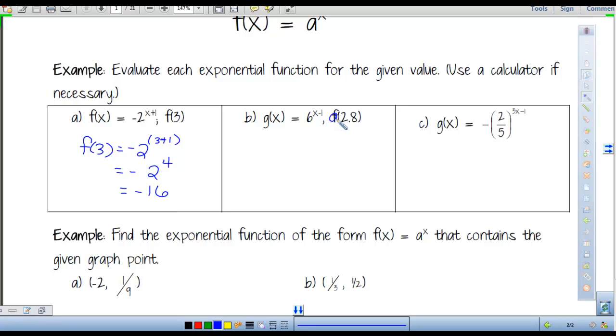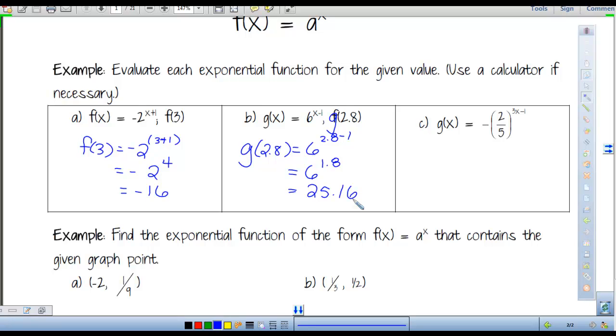Okay, g of x equals 6 raised to x minus 1. Let's say we're interested in g of 2.8. So we just plug in. This one I can't do in my head, so we can use our calculator. 6 raised to 1.8 is what? 25.16.